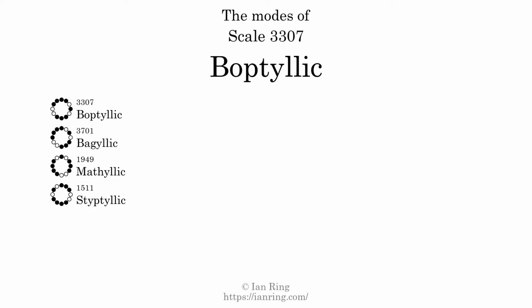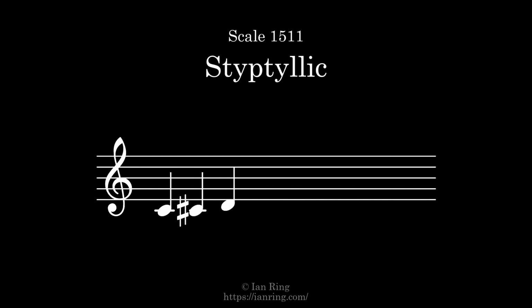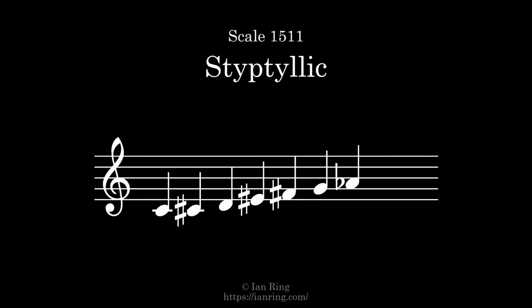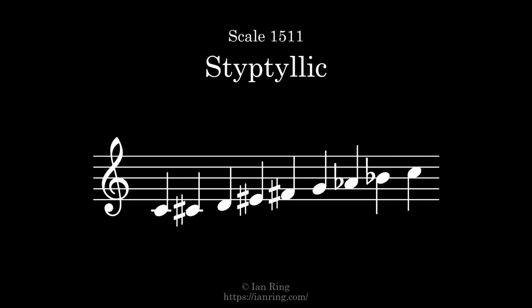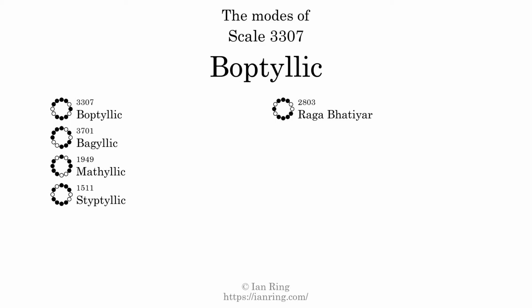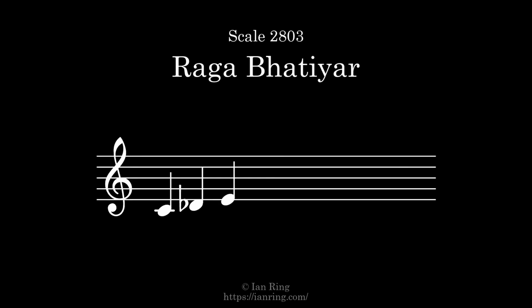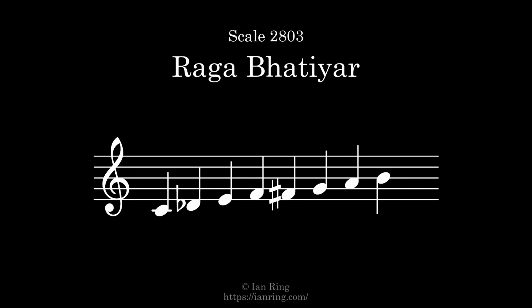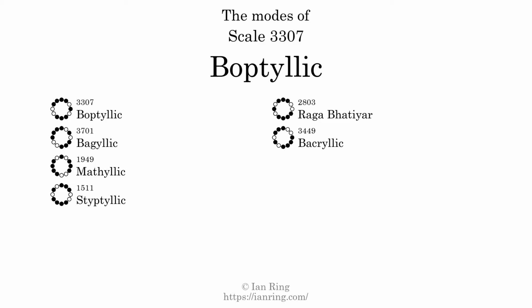The fourth mode is scale 1511, also known as Boptyllic. It sounds like this. The fifth mode is scale 2803, also known as Raga. It sounds like this. The sixth mode is scale 3449, also known as Boptyllic. It sounds like this.